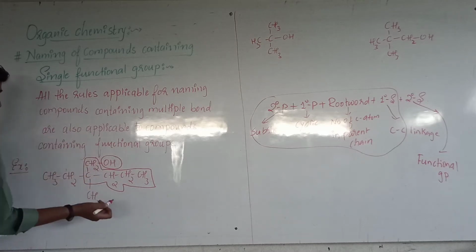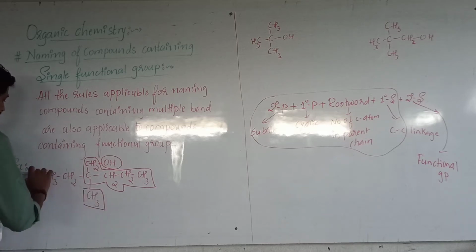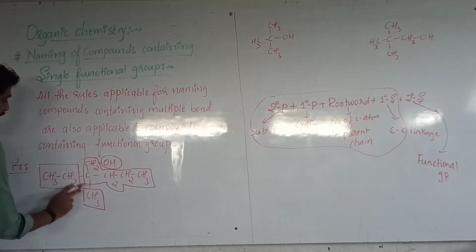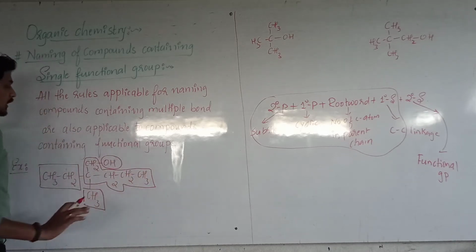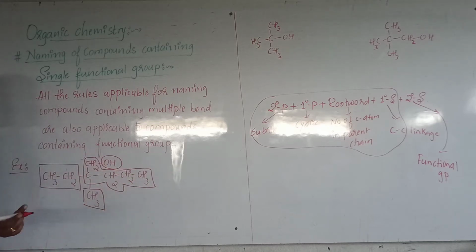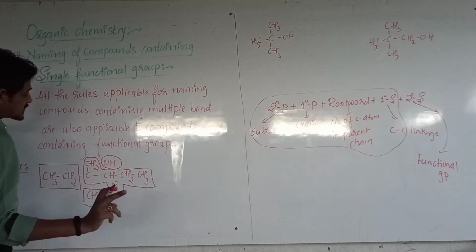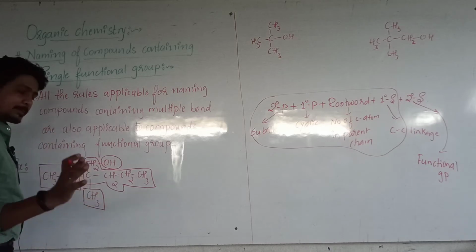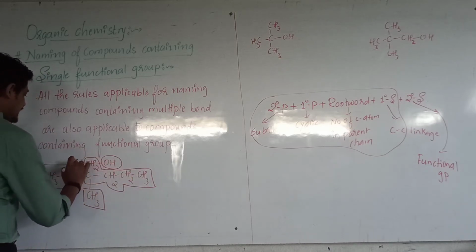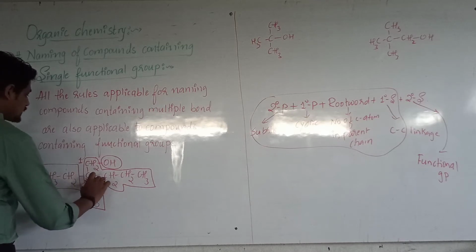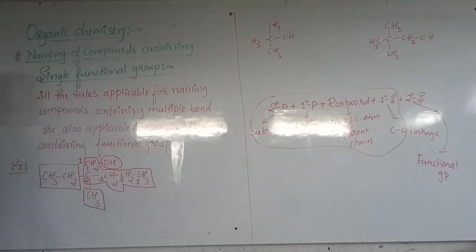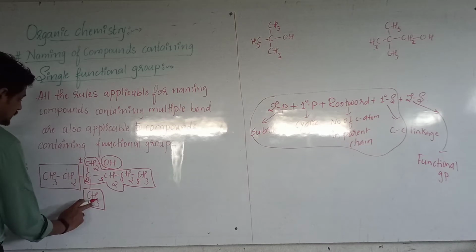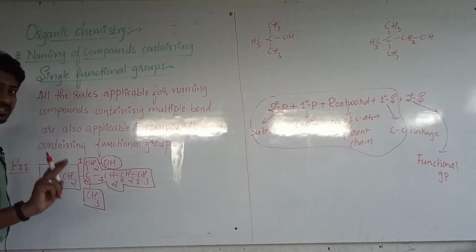Now what substituents are present? Here is one substituent and here is another. How do we name it? Before that, we have to number the parent chain. We number the parent chain in such a way that the carbon atom containing the functional group gets the least number. Simple. The functional group is here, so this carbon atom is given 1, then 2, 3, 4 and 5. So numbering is done. The substituents are present at the second carbon atom. One is methyl, another is ethyl. Two different substituents are there.